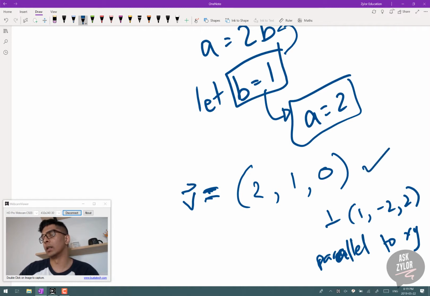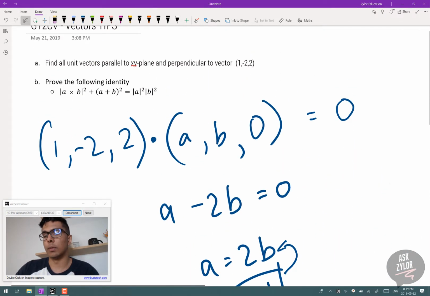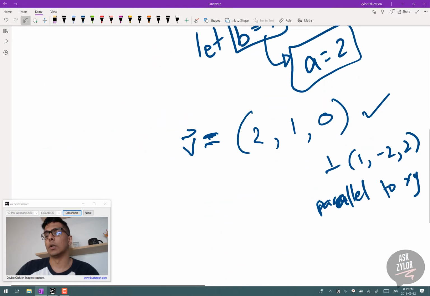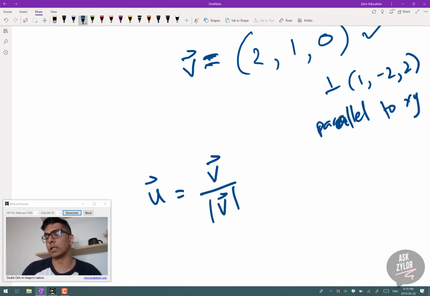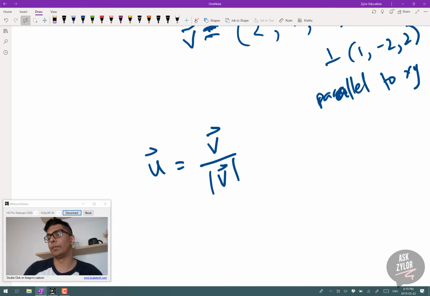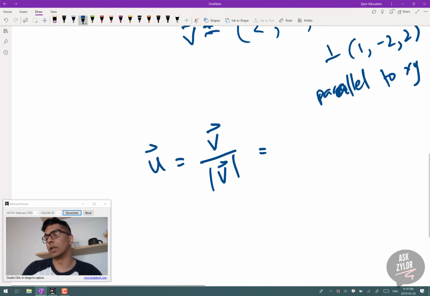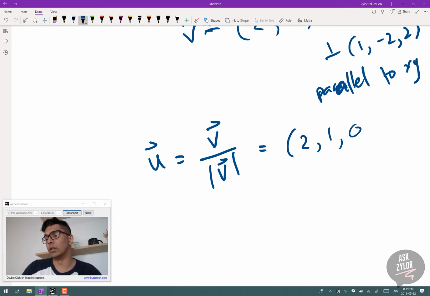Right? It satisfies all that. But the question is asking me to find a unit vector. So this is not a unit vector. So how do we find the unit vector? We take this vector given to us. Let's call it u right now. And we say that vector divided by the magnitude of that exact same vector will give us a unit vector. So the vector is currently (2, 1, 0).